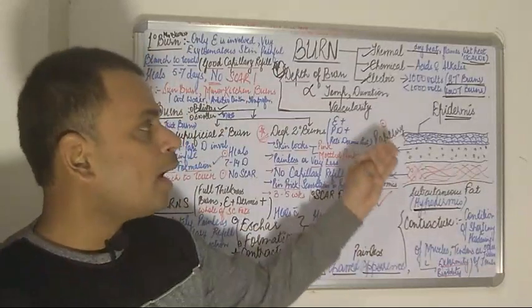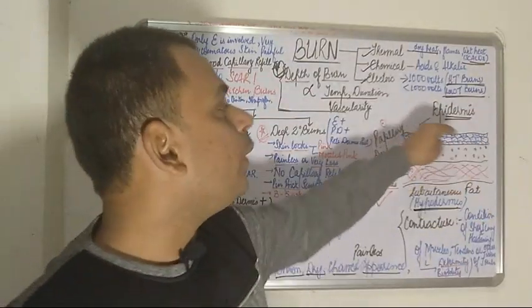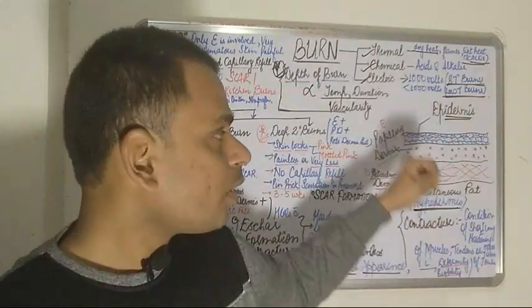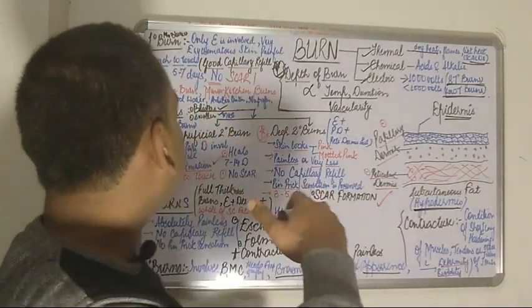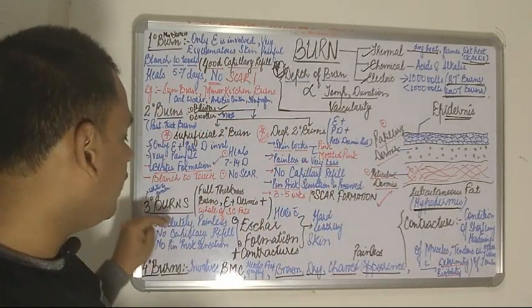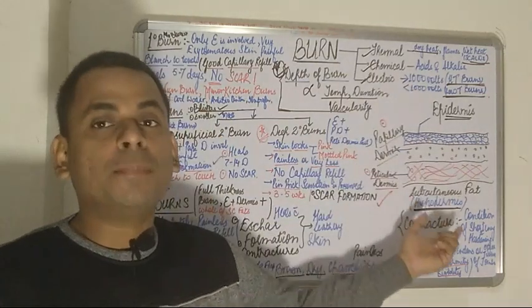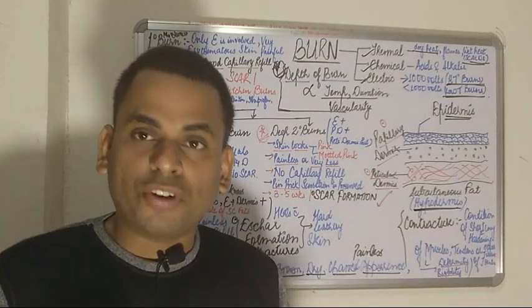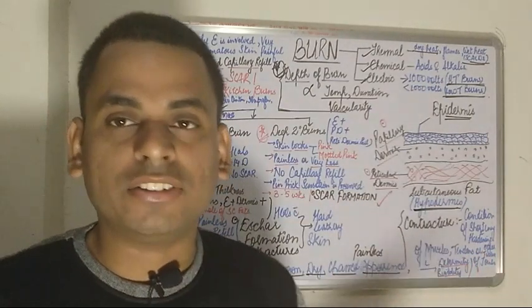Now, depending upon the extent of the burns, up till which layer of the skin the burn is affecting, it can be further classified into 1-degree burns or the superficial burns, 2-degree burns, 3-degree burns and 4-degree burns. So the extent of the burn, up till where it is extending, forms the basis for the classification of the 1-degree, 2-degree, 3-degree and 4-degree burns.